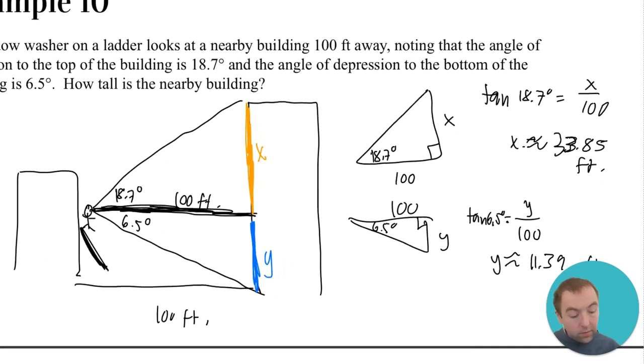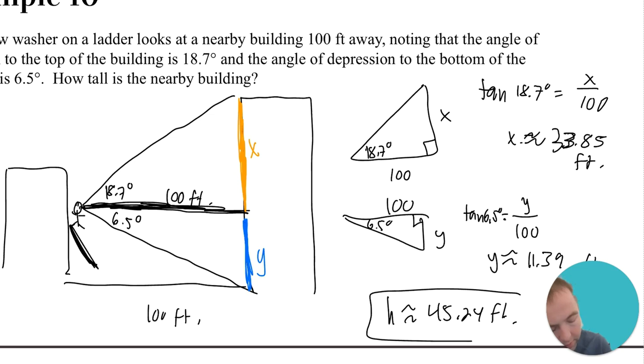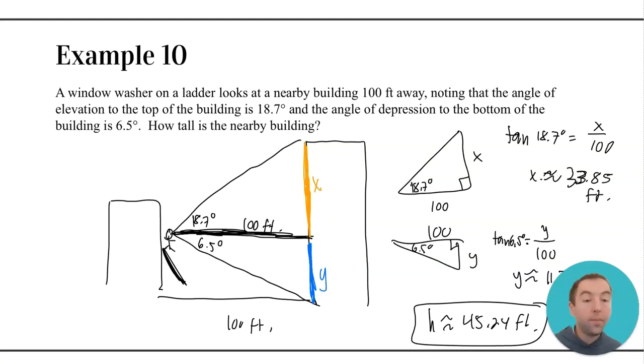And then with those two distances of x and y, you can just add them together to get the total building height. So 11.39 plus 33.85 gives you a total height of about 45.24 feet for the total height of that other building. Okay.